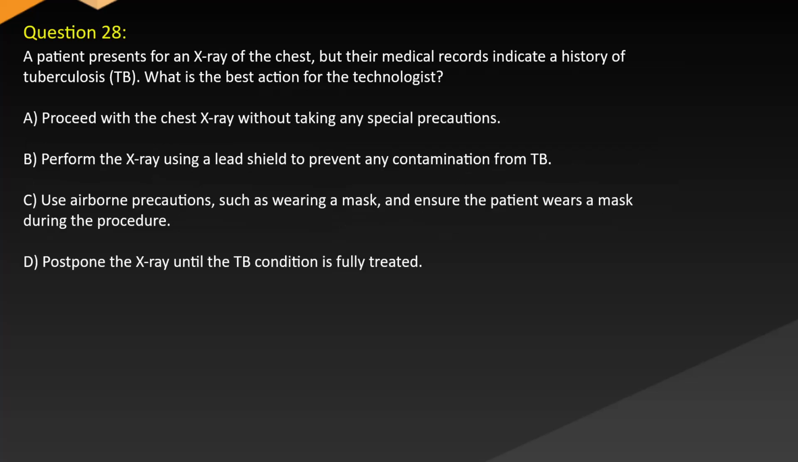Question 28. A patient presents for an X-ray of the chest, but their medical records indicate a history of tuberculosis (TB). What is the best action for the technologist? A. Proceed with the chest X-ray without taking any special precautions. B. Perform the X-ray using a lead shield to prevent any contamination from TB. C. Use airborne precautions, such as wearing a mask, and ensure the patient wears a mask during the procedure. D. Postpone the X-ray until the TB condition is fully treated.